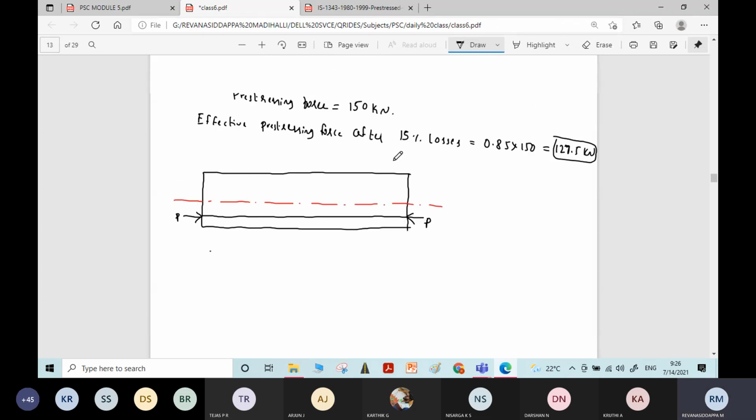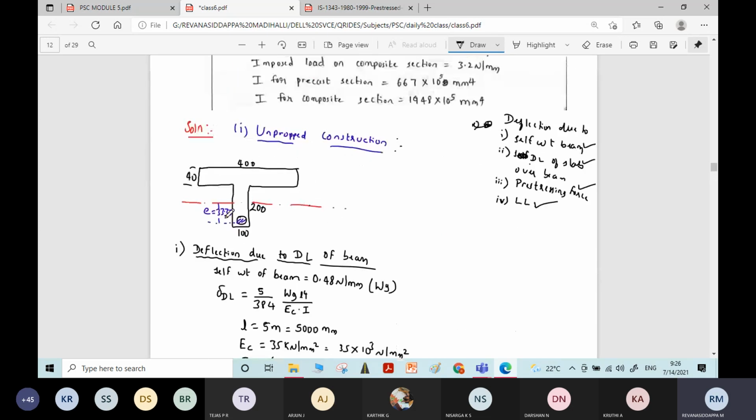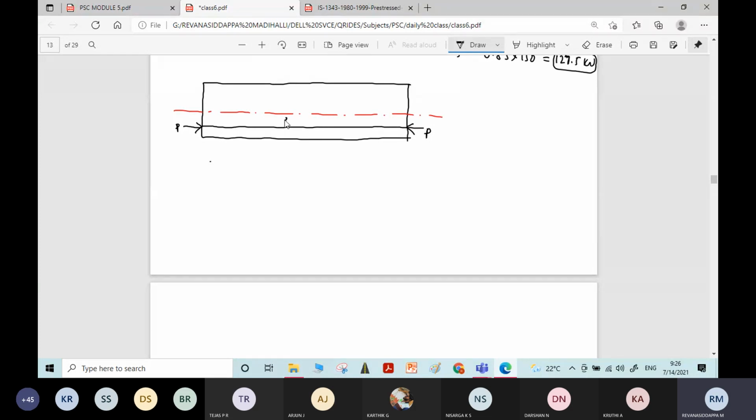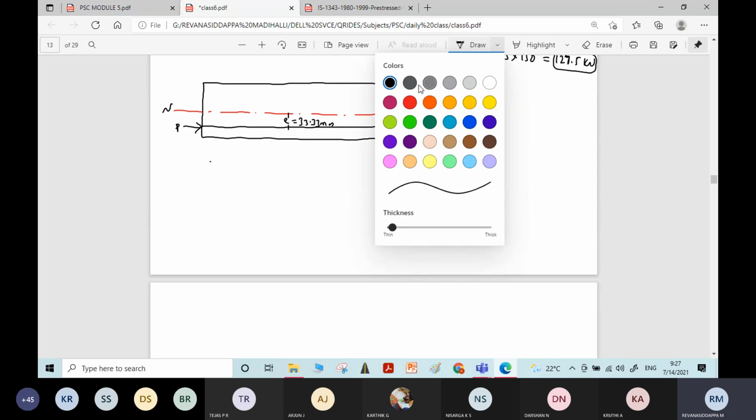The eccentricity between the bar and the centroidal axis is given as 33.33 mm. Correct? E is equal to 33.33 mm. This is neutral axis. P is equal to how much it is? 127.5 kilonewton. Okay. What is the next step, students? Anyone remembering what is the next step?